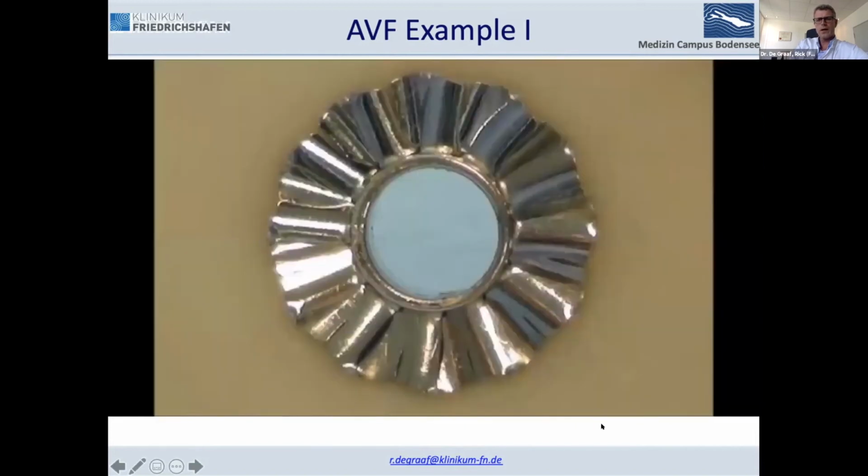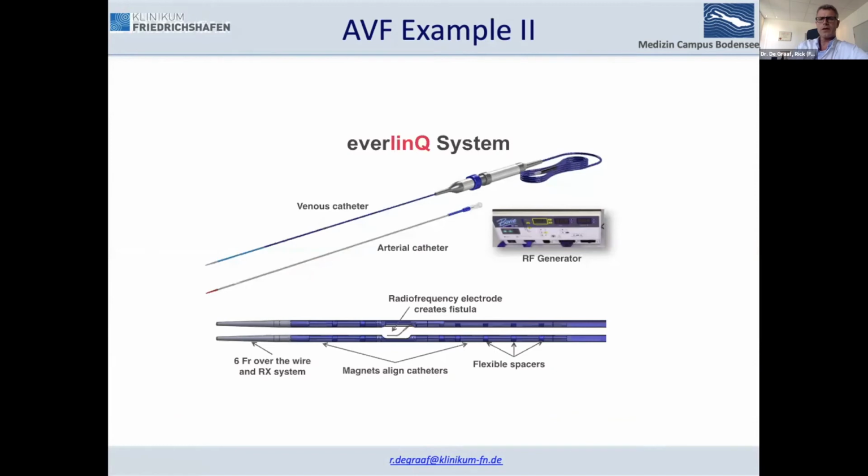What I have some experience with myself is this system. I used to be from TVA, now it's actually BD that bought it. I don't know if it's available everywhere actually. It's an Everlink system that's used to create an arteriovenous fistula for a hemodialysis shunt, and it's a radio frequency electrode that cuts a hole between the artery wall and the vein wall.